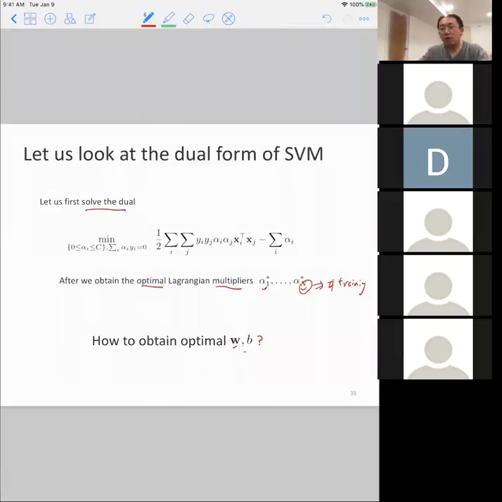Because for each particular training example, we have two constraints: one constraint for the slack variable, the other for the functional margin. So for n training examples, we'll have n alpha_i's. And then the question is, how can we obtain W and B from the optimal values of alpha? How can we do that? Any idea?